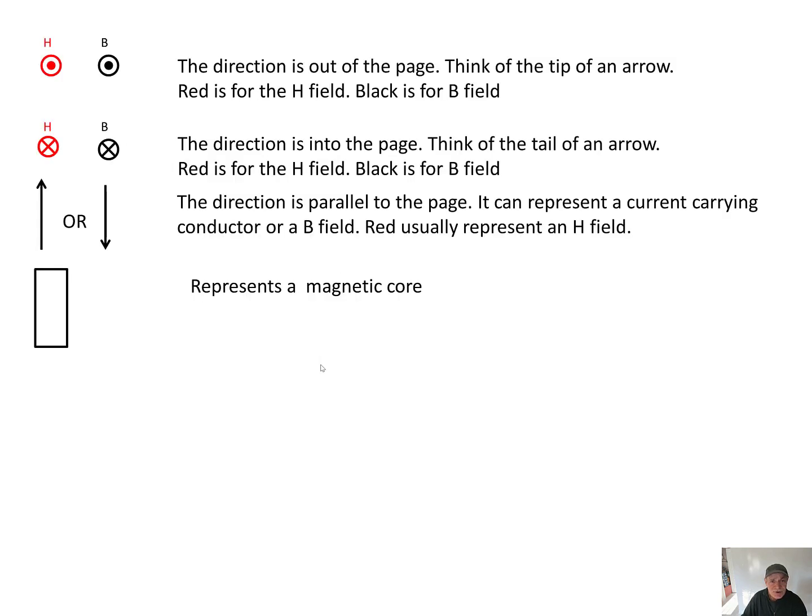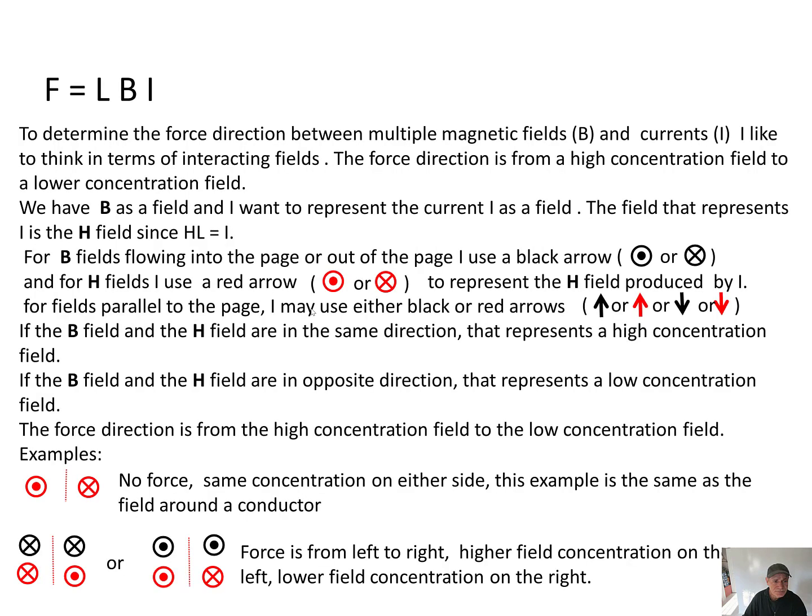Some legend. The direction is out of the page. It looks like a target. Think of the tip of an arrow. Red is for the H field, black is for the B field. The direction is into the page with a cross. Think of the tail of an arrow. Red is for the H field, black is for the B field. The arrows: the direction is parallel to the page. It can represent a current carrying conductor or a B field. Red usually represents an H field. A square rectangle represents a magnetic core.